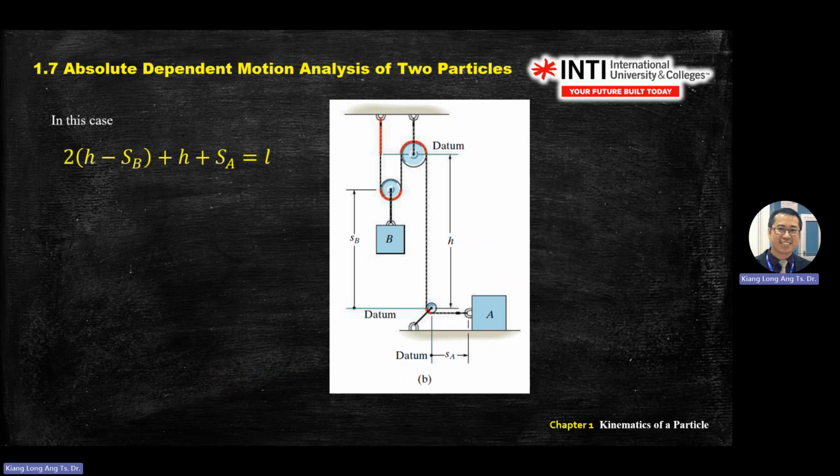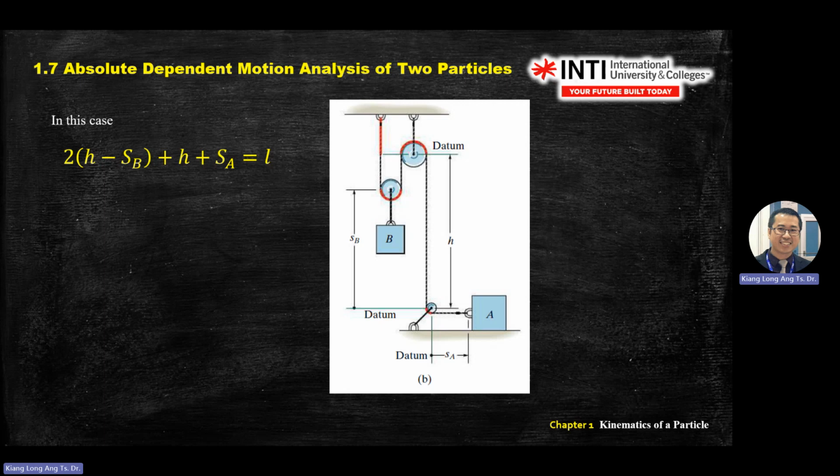You do the same. Calculate the total length between B and A, between the pulley and the datum. This is a new diagram. How do you calculate the length as A plus H? Then how do you calculate here? H minus SB already. H minus SB, and here you have 2, so 2 bracket H minus SB equals the length here.